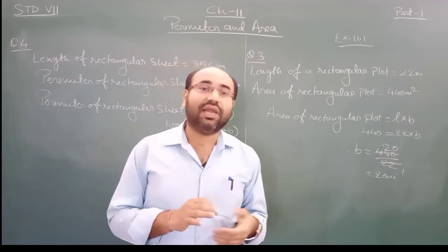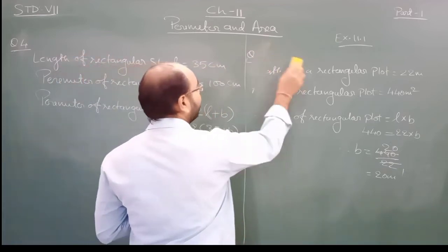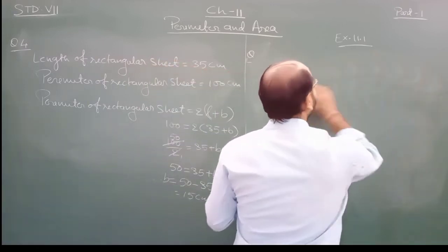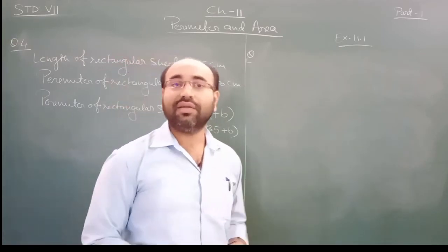So first, as the side of the square park is given, what will we find out first? Area of square park. Once we get the area of square park, we can write that the area of square park is equal to area of rectangular park.